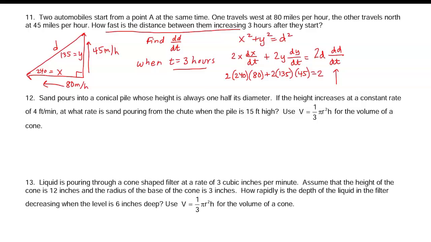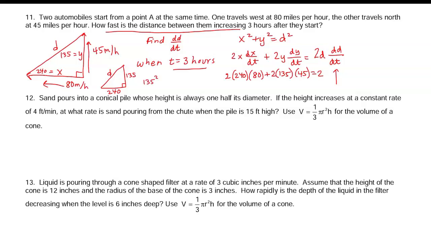I need a value for d. So I'm going to go back to the triangle. The triangle right now has 135 on one leg at the snapshot, 240 on the other leg at the snapshot, and I need to know d. So you're going to set up the Pythagorean Theorem.